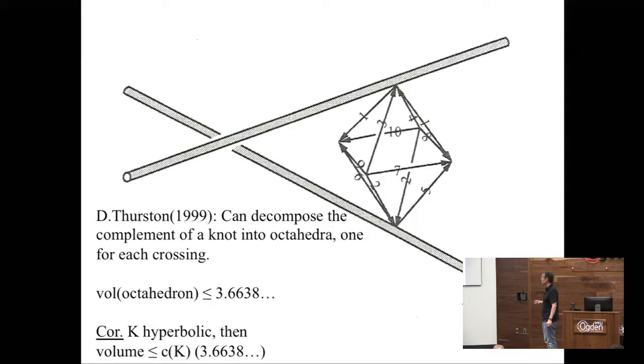But conclusion, if you have a hyperbolic knot, its volume is less than or equal to the crossing number times 3.6638, because I have this octahedron at each crossing, so I have an upper bound like that. All right, so now let's look at multi-crossings.